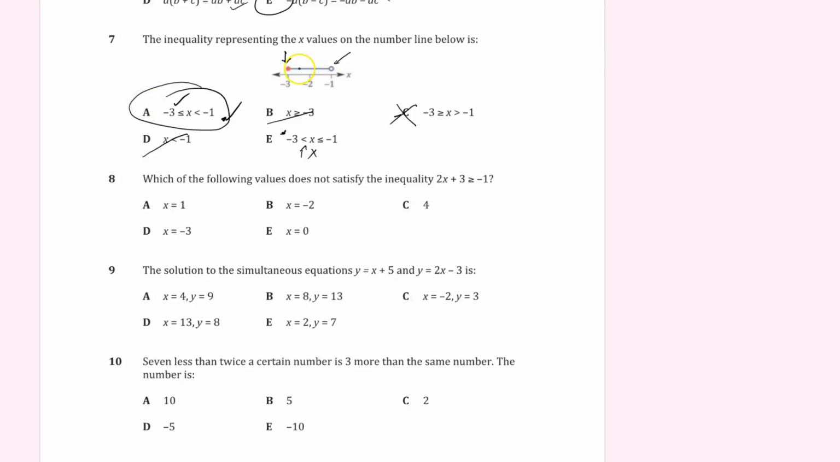When you're doing that question, you could always just write it yourself. -3 is less than or equal to x, which is then less than -1. Oop, -1, remember my negative. And then you just find the one that matches up, and you're done.